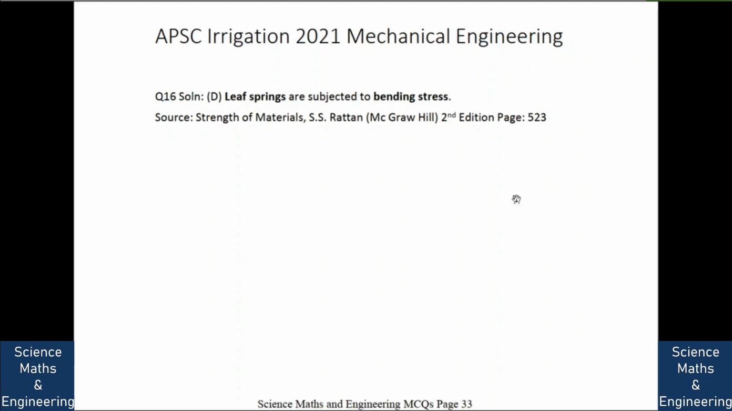Now leaf springs are what? Leaf springs are a series of flats that are arranged in an inverted triangular form just above the wheels of very large vehicles like trucks or buses. So leaf springs are used extensively in trucks and buses. Helical coil springs are not used there. Only leaf spring is used there. Okay, and so they are also subjected to bending stress. Okay, so in case in doubt, you can follow the source. So we'll go to the next question.